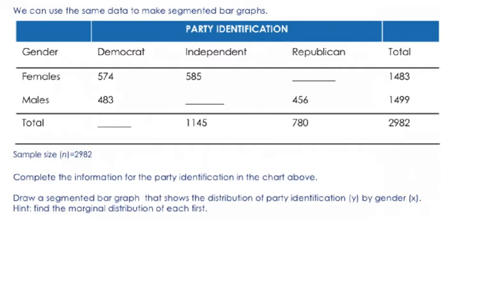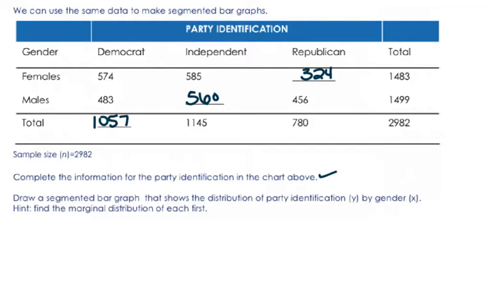First off, if you're given a table like this, you can do just simple math. Like I could add females and males together to get the total. I could do 1,145 minus 585 to get 560. I can do 780 minus 456 to get 324. And then just simple math can get me anything that's not there. So sometimes they don't give you the entire chart, but there's enough common sense you can use. There's enough material there to actually do this. So we completed the information.